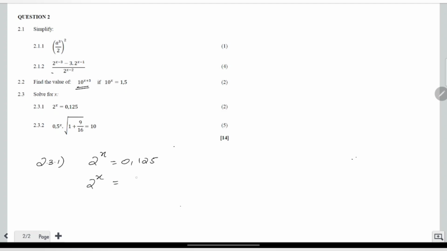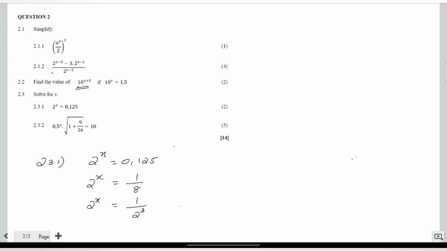2 to the power x is equal to, this one is the same as 1 over 8. 1 over 8 is 0,125. Or we can change it: 0,125 is the same as 125 over 1000, which is the same as 1 over 8. Now the comparison method we can apply. That 8 we can change. 1 over 8 is a special number. We can write it in terms of an exponential with the base 2. 2 to the power what is 8? It is 3, isn't it? Because 2 squared is 4 and 2 to the power 3 is 8. 2 to the power 4 is 16. It's going to go like that.